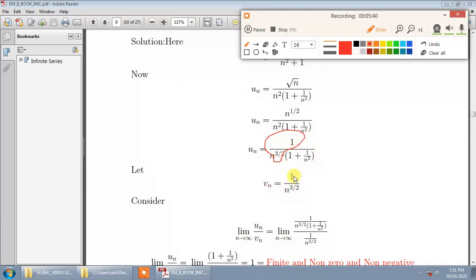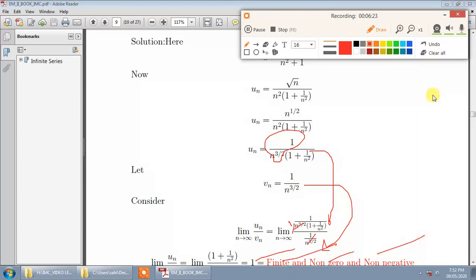If I take the limit n tends to infinity of Un by Vn, this whole term is your Un, and this whole term is your Vn, and you will find that 1 upon n raised to 3 by 2 and 1 upon n raised to 3 by 2 will get cancelled. So what remains? We have 1 upon 1 plus 1 upon n square, and if I put n equal to infinity, infinity square is infinity, 1 upon infinity is 0, and plus 1 is 1, and 1 upon 1 is equal to 1. Which is finite: 1 is finite, non-zero and non-negative.